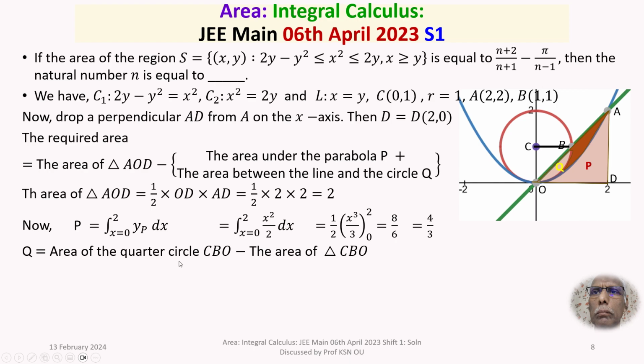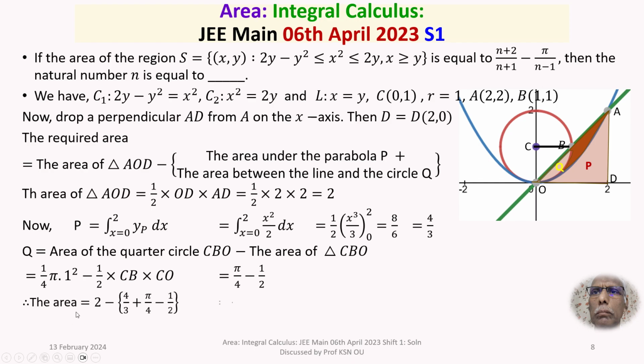So area of the quarter circle means 1/4 of pi r square. R is the radius of the circle, which is 1. So that will be equal to 1/4 of pi into 1 square. That is the area of the quarter circle minus area of the triangle. Triangle is half base CB into height CO. CB is the radius, CO is also radius, and each is equal to 1. So this will be equal to pi by 4 minus 1 by 2.